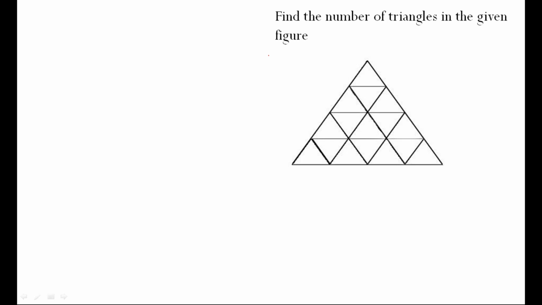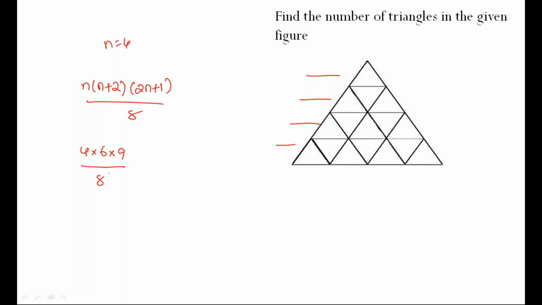Now friends, remaining. Here 1, 2, 3, 4. Number of layers is 4. n equal to 4. Now if you just see that n into n plus 2 into 2n plus 1 divided by 8, this is 4 into 6 into 9 divided by 8. 8 3s are 24, 3 into 9 is 27. So 27 is the number of triangles in this.